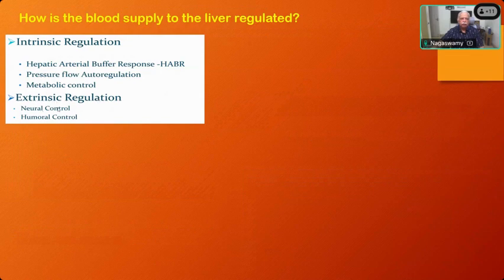Extrinsic you have neural and humoral, whereas the intrinsic you have the hepatic arterial buffer response, which is the very most important thing which we have to keep in mind and preserve this as far as possible. And pressure flow auto regulation and metabolic control. The pressure and flow also determine the intrinsic mechanism, and the demand by the metabolic activity also increases.